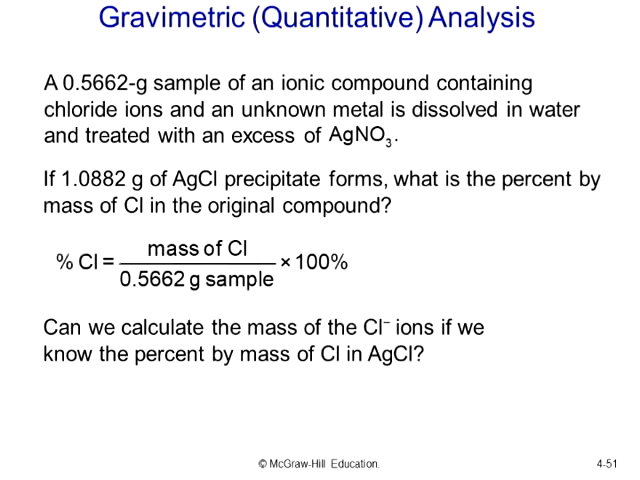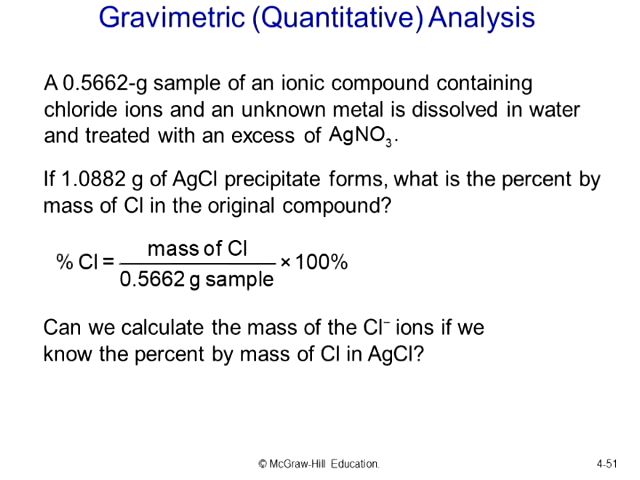All right. If 1.0882 grams of silver chloride precipitate forms, that's the new substance formed, what is the percent by mass of chloride in the original compound? So we're going to do a backtrack calculation to get to our answer. Here's what we know. We know percentages equal part over the whole. We know our whole was 0.5662 grams. What we need is the mass of chloride.